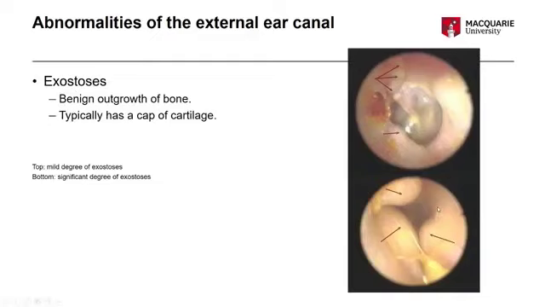Okay, another common abnormality of the external ear canal is exostoses. So exostoses is just excess bone growth of the ear canal. We've got some exostoses here, and they're really quite small and not problematic. Down here, we've got more significant exostoses, and what you can see is the ear canal is growing together, and the sides of the ear canal are about to touch.